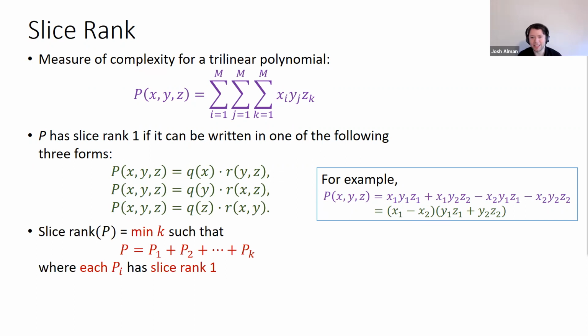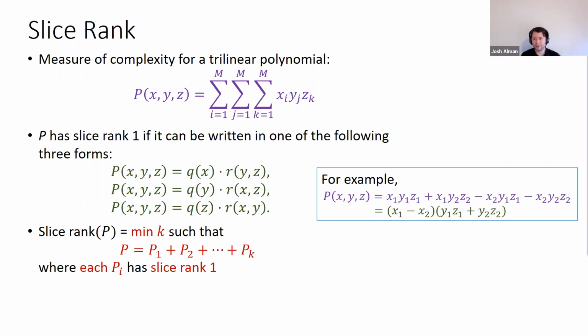Okay, and then more generally, the slice rank of a polynomial is the minimum k such that you can write it as the sum of k different slice rank 1 polynomials. So slice rank is asking how many of these slice rank 1 polynomials do you need to decompose your input polynomial.